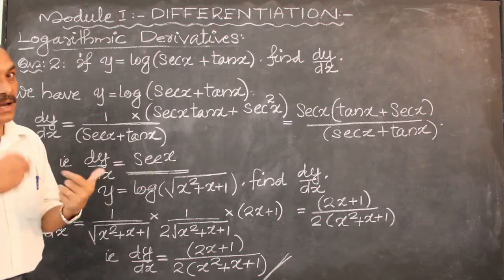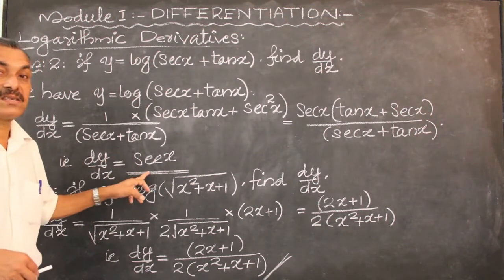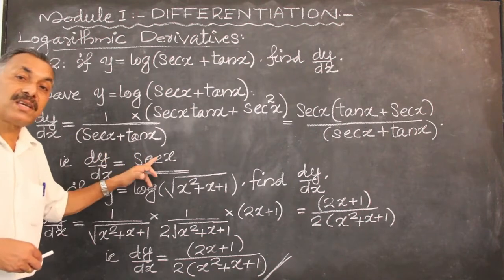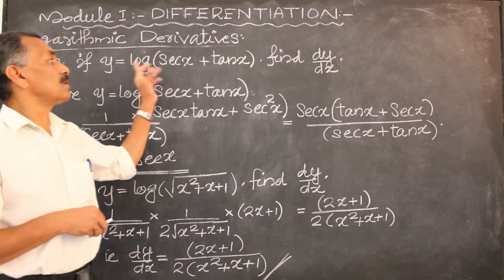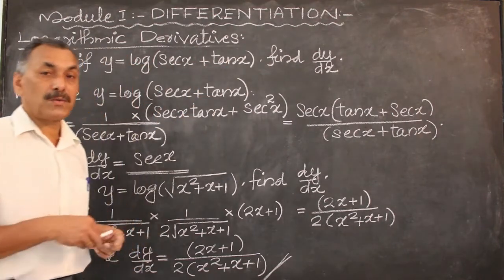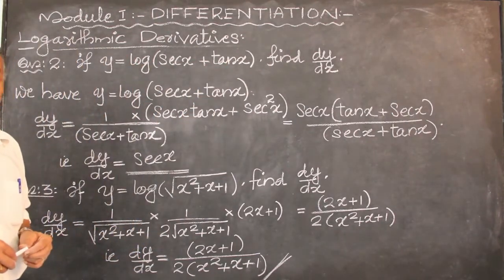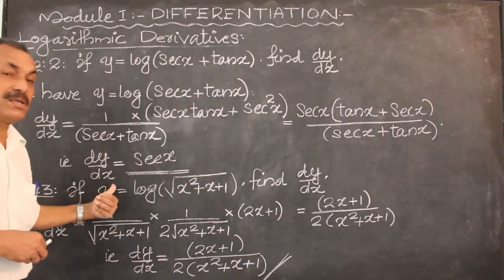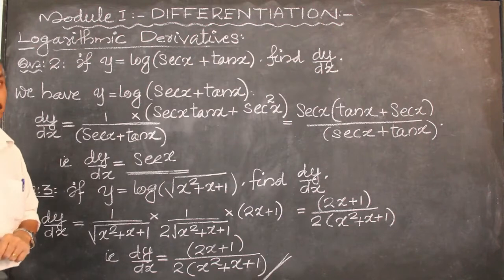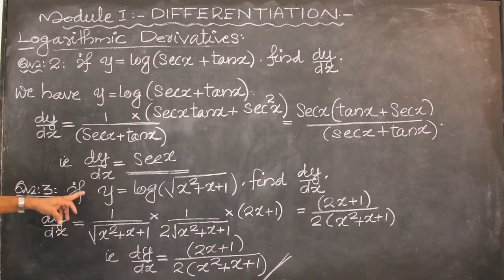Then there is an integral property: what is the integral of secant x? The integral of secant x is equal to log of secant x plus tan x. So if y is equal to log of secant x plus tan x, then dy by dx is equal to secant x. Now one more problem.